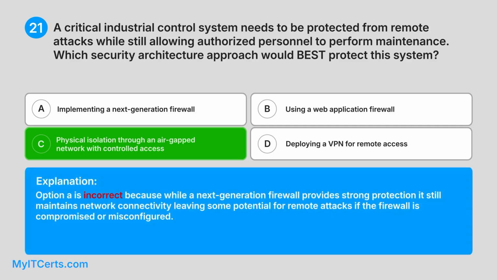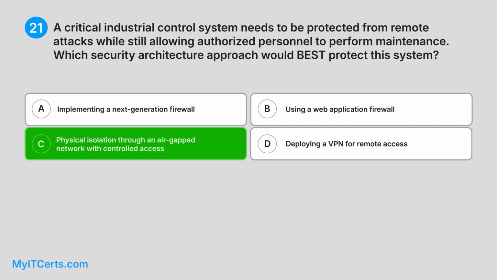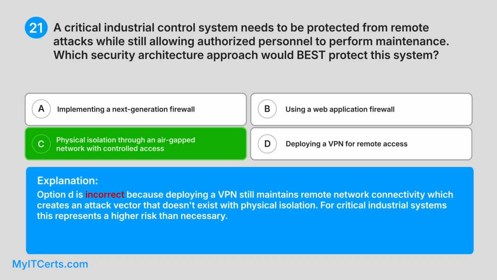Option A is incorrect because while a next-generation firewall provides strong protection, it still maintains network connectivity, leaving some potential for remote attacks if the firewall is compromised or misconfigured. Option B is incorrect because a web application firewall only protects web applications, not industrial control systems, which typically use specialized protocols. Option D is incorrect because deploying a VPN still maintains remote network connectivity, which creates an attack vector that doesn't exist with physical isolation. For critical industrial systems, this represents a higher risk than necessary.